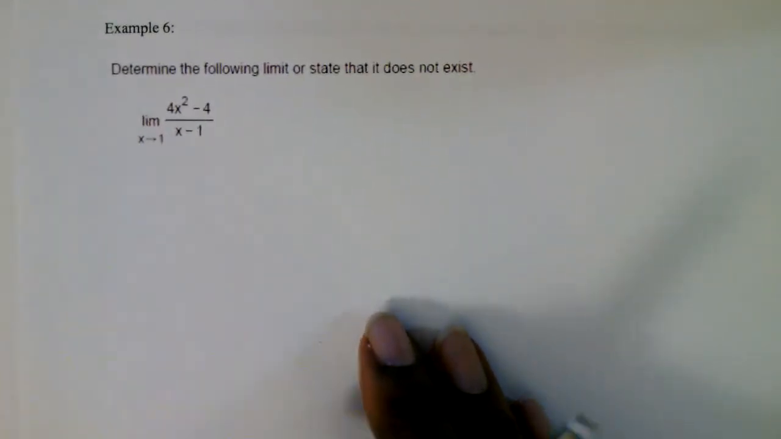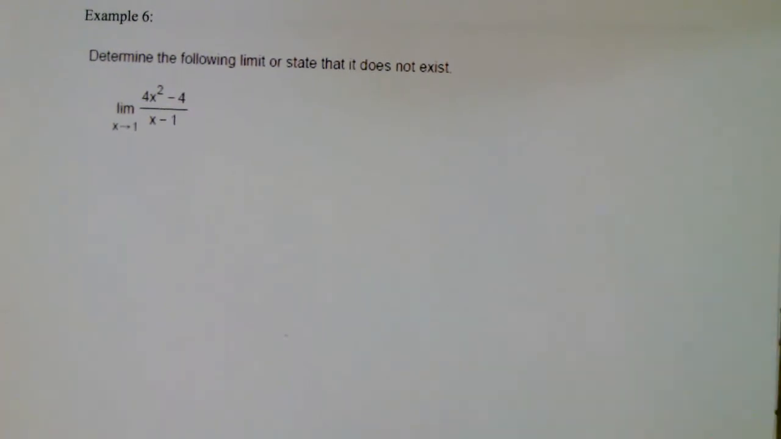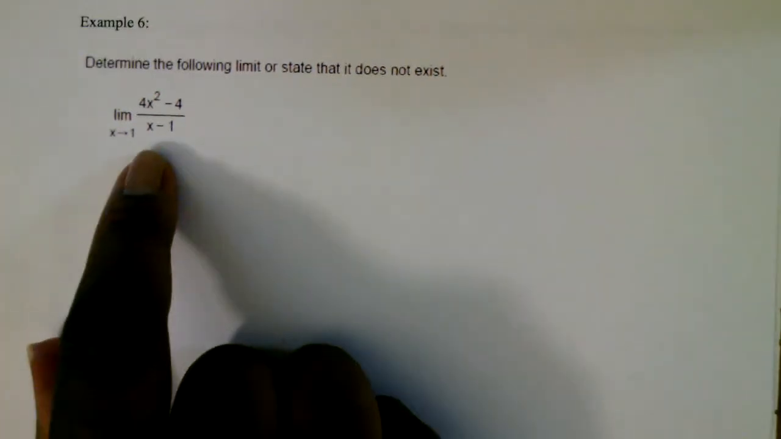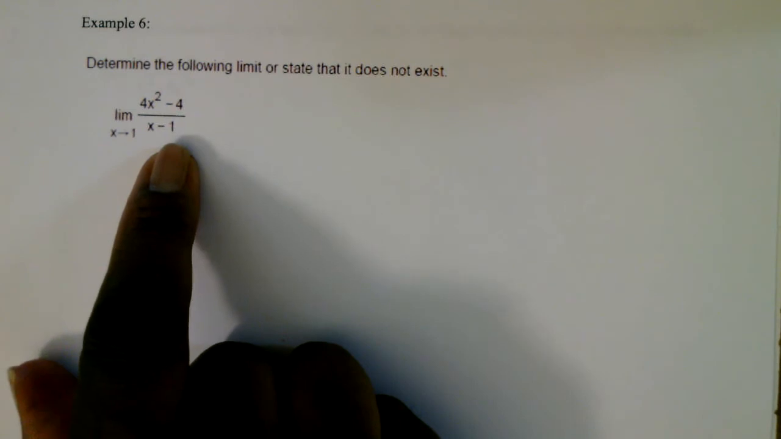Okay, here's example 6. Let's say I want to determine the following limit or state that it does not exist. In this case, you've got the limit as x approaches 1 of 4x squared minus 4 divided by x squared minus 1. Now what I would do is work this particular problem the same way I would if I needed to use a technique for computing limits. If I use direct substitution, I would get a 0 in the denominator, so that would not work.